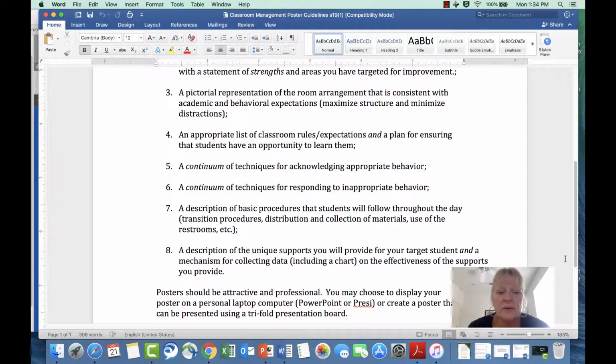I want you to have a continuum of techniques for acknowledging appropriate behavior. So what are all the ways that you are going to let students know when they're doing the things that you want them to do? And that goes from things that we probably commonly do every day, verbal praise, that sort of thing, to, it may be, some more concrete and specific techniques for students who accomplish larger goals or objectives that you have related to behavior.